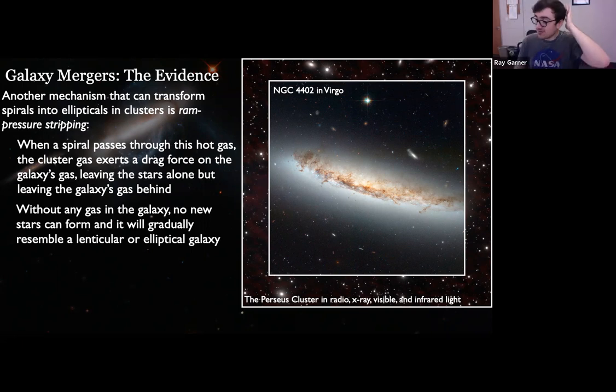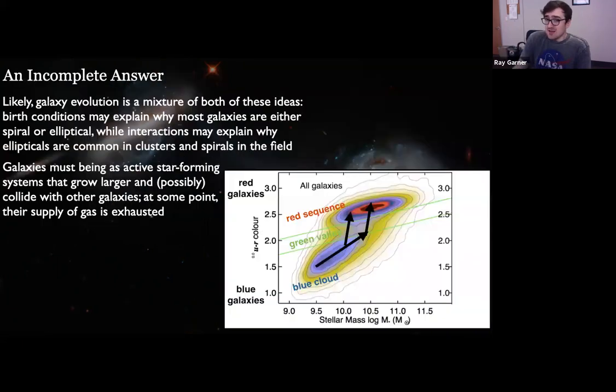So we've now seen that some differing birth conditions can create spirals and ellipticals. Later on, interactions through these galaxy mergers can turn spirals into ellipticals. And so the overall answer is probably a mixture of these two ideas. Birth conditions may explain why most galaxies are either spiral or elliptical, while interactions may explain why ellipticals are common in clusters and spirals are common elsewhere in the field, as we would say.